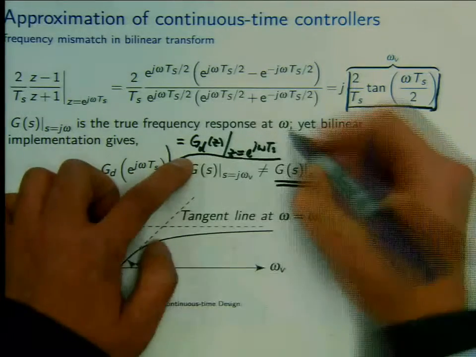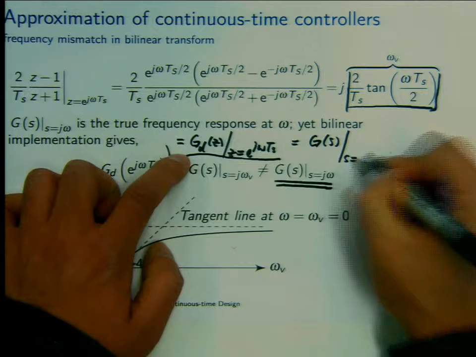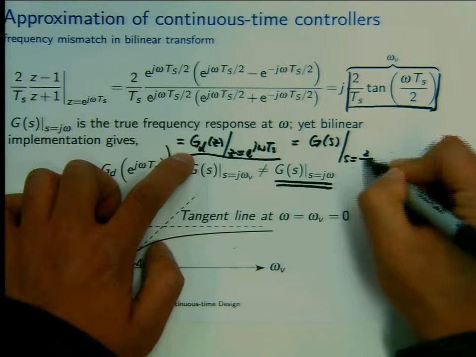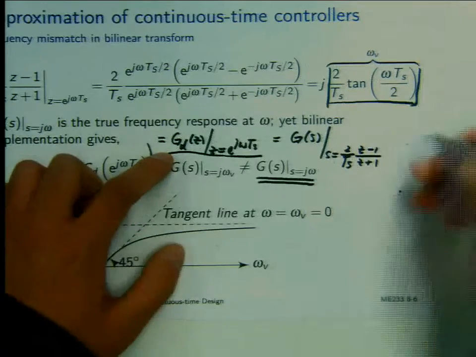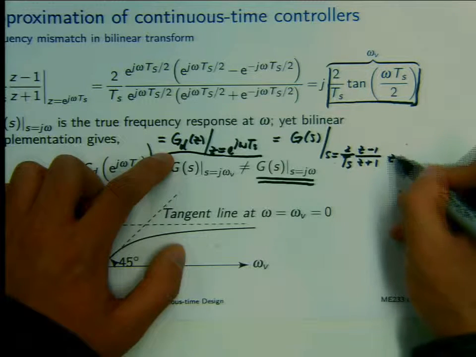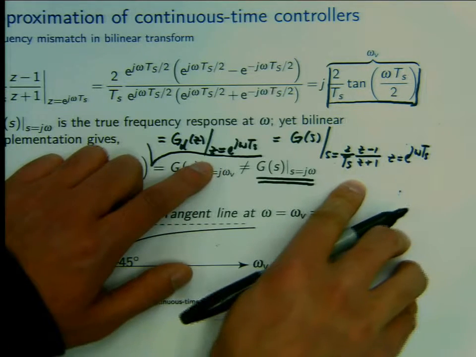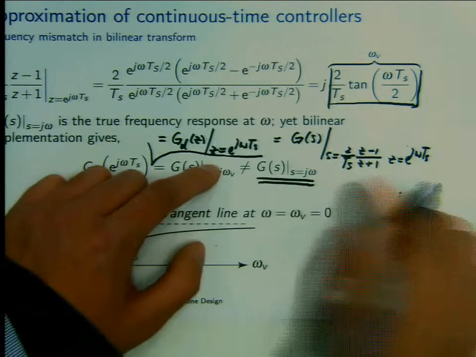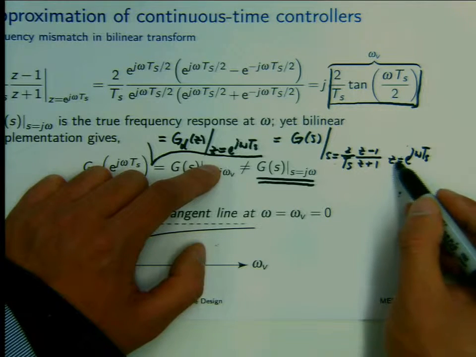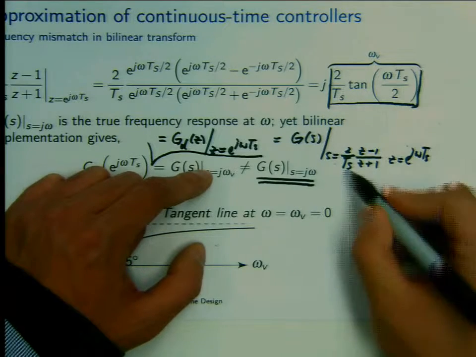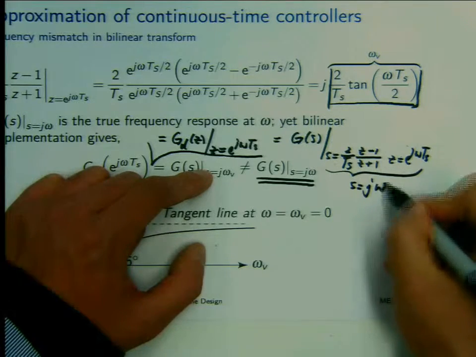Now you know that G_d(z) is G(s), and then bilinear transformation s equal to 2 divided by Ts times (z minus 1)/(z plus 1), and then you take z equal to e^{jωTs}. What we have just arrived at is that s equal to this 2 divided by Ts times (z minus 1)/(z plus 1), substituted with z equal to e^{jωTs}, equals this guy. So what we have arrived at is that this guy is actually s equal to jω_v.